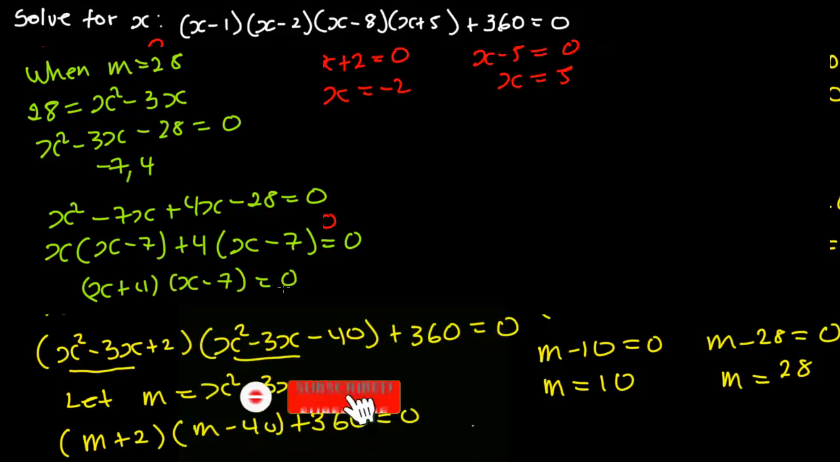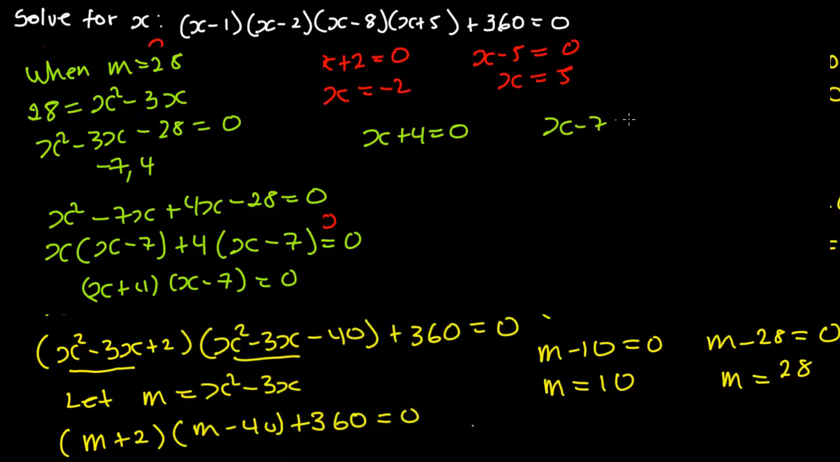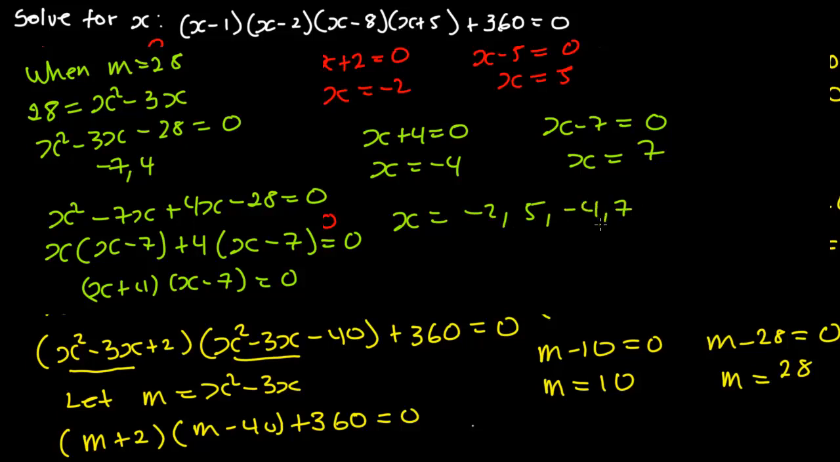So we have two factors again. So it's either x + 4 = 0, or we are going to have x - 7 = 0. So here you are going to have x = -4 and then x = 7. So finally, we are having four answers for x. So x is equal to -2, 5, -4, and then 7. So these are the four answers that we are having for x, and then these answers can satisfy the equation as well.